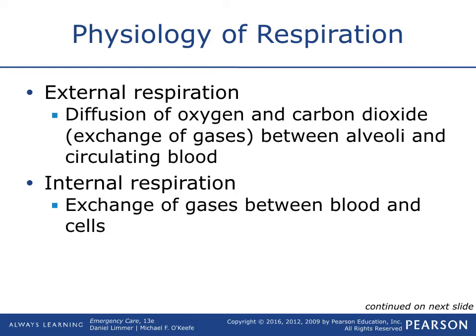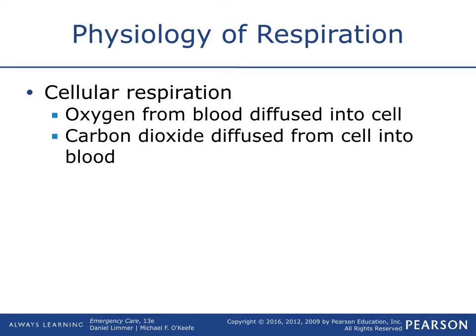That's where the gases are dropped off, unloaded, and good oxygen is loaded on the blood and into the hemoglobin, and it takes it to the body like a bus. And that's just basically how it works. So anything that interferes with that will change that process. Internal respiration is exchange of gases between blood and cells. Cellular respiration, oxygen from blood diffused into cell, carbon dioxide diffused from cell into blood. So there you go. Just a little bit of repetition there, but it's going to be so important.